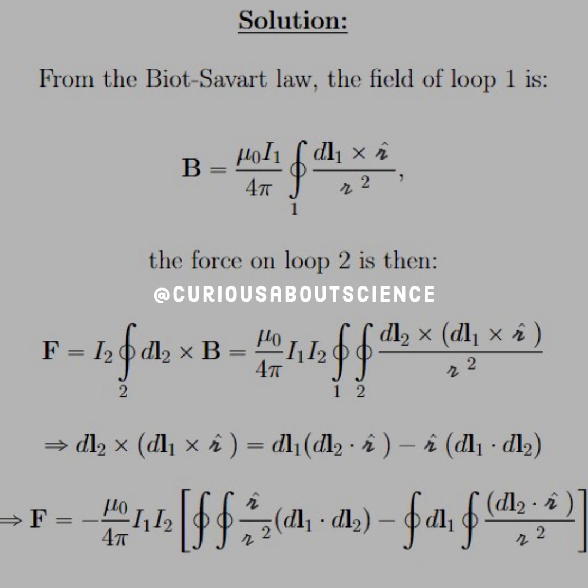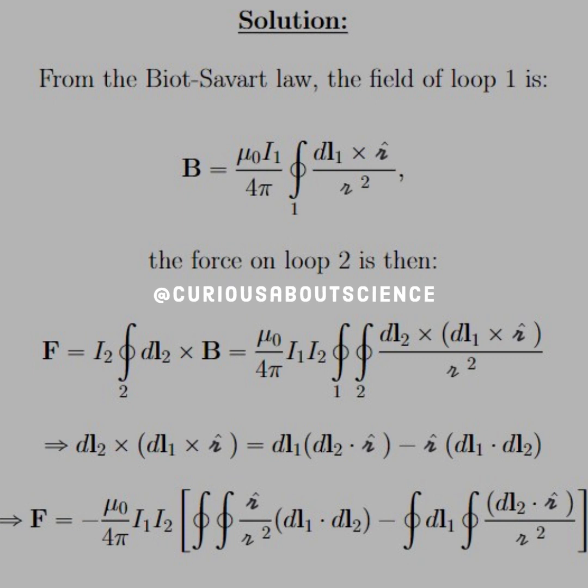All right, so starting from the Biot-Savart law, the field of loop 1 is B equals mu naught I1 over 4 pi, the closed integral dl1 cross r hat over r squared. Pretty familiar. We should be able to chug along with it. And then we know that the force per unit length is dl2 cross B, so we plug it in. And we see here that dl2 cross dl1 cross r is equal to the product rule here.